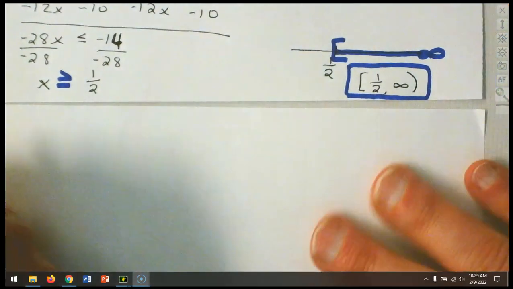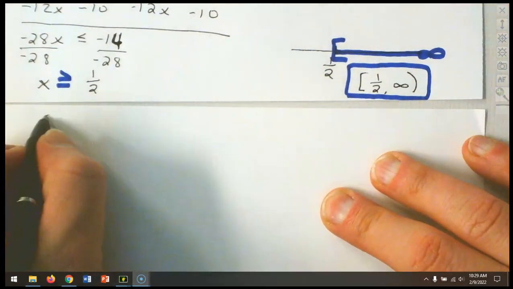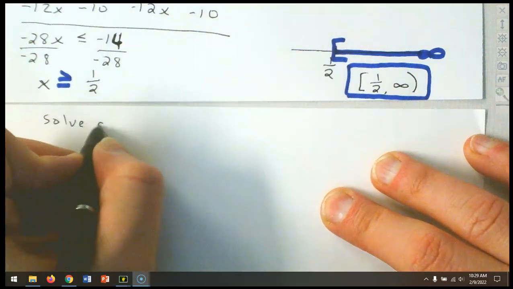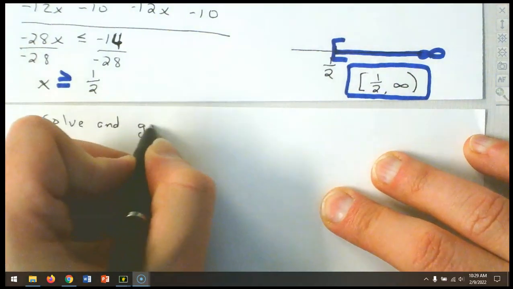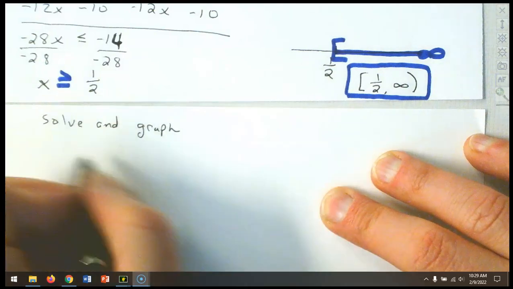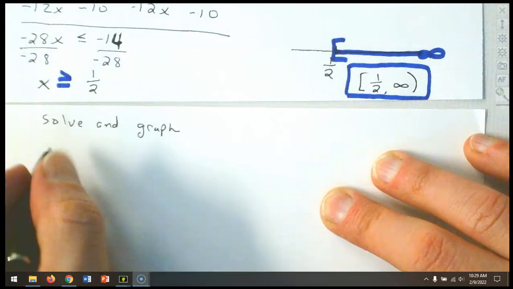This one's another 3-part inequality. This one also has a fraction in it.